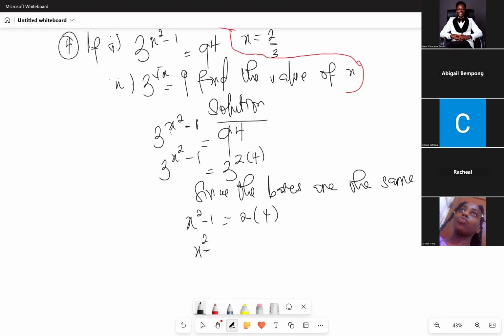So x squared minus 1 is equal to 8. Now, here I want you to be very careful. So it's an equation, right? But it has numbers and variables.